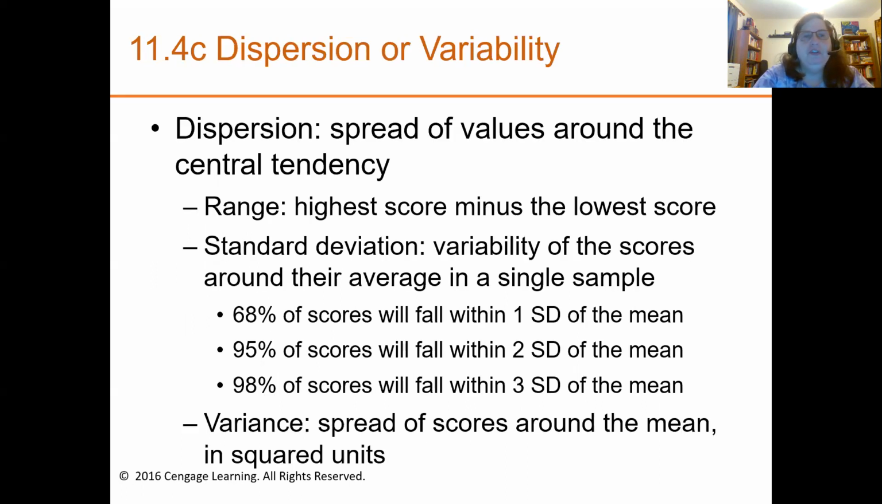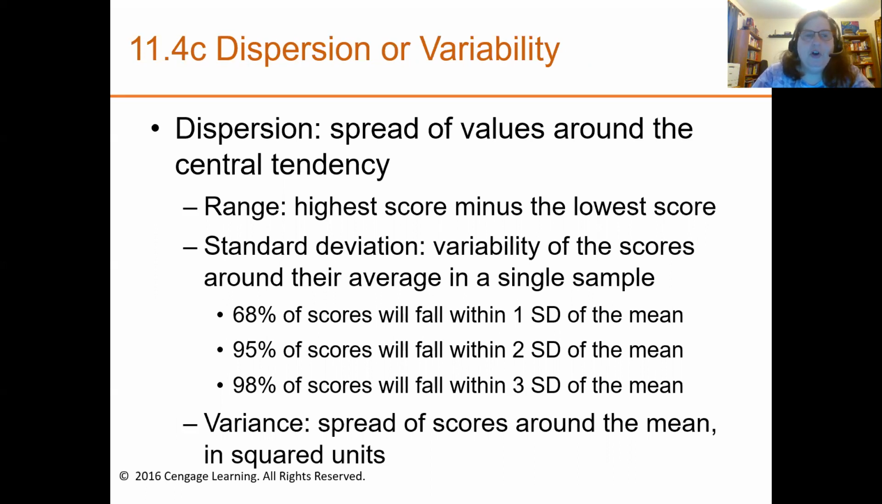Dispersion, the spread of values around central tendency. Range is a good thing to get, your high score minus your low score. I also recommend getting mins and maxes because that's sometimes a little easier to look at, easier to see. And then, of course, you want to get your standard deviation, which is the variability of the scores around the average. And you know the 68, 95, 98 rule, right?